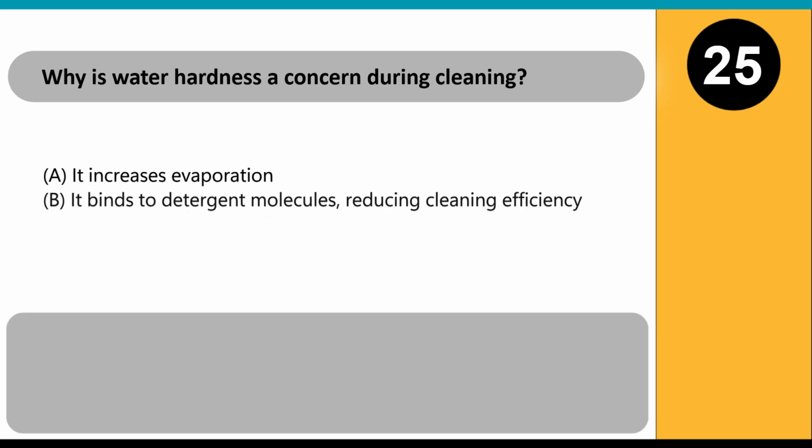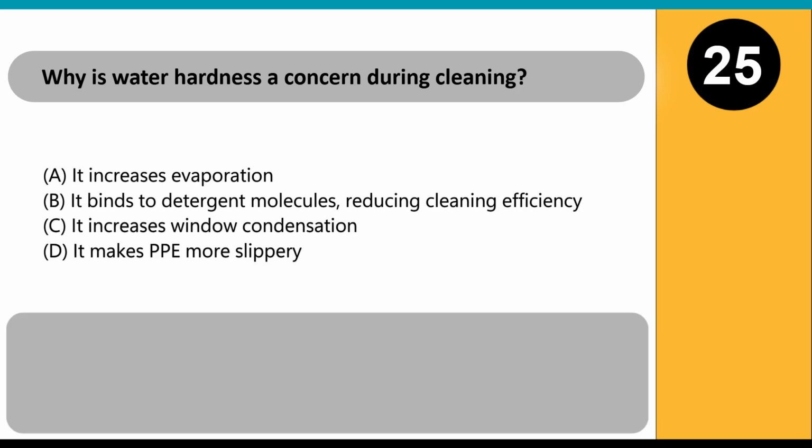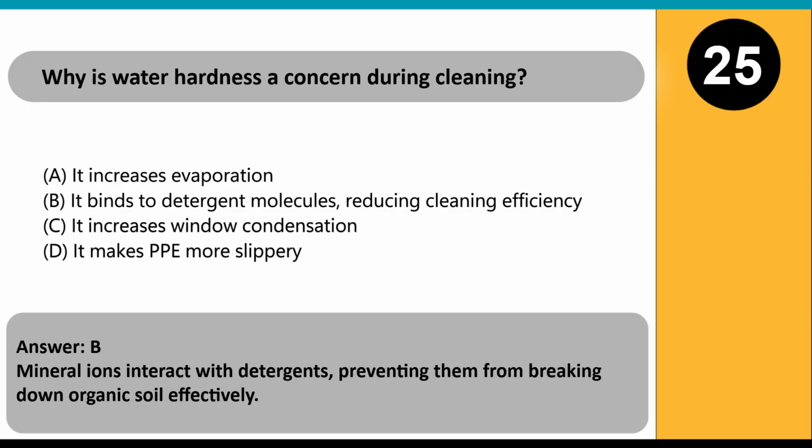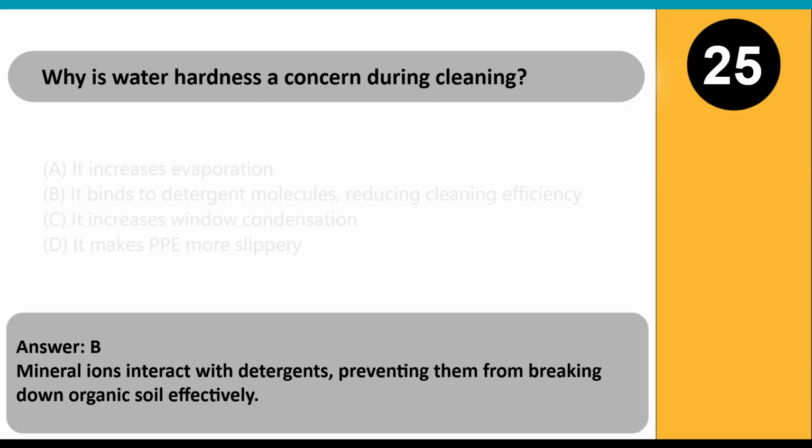Why is water hardness a concern during cleaning? A. It increases evaporation. B. It binds to detergent molecules, reducing cleaning efficiency. C. It increases window condensation. D. It makes PPE more slippery. Answer B. Mineral ions interact with detergents, preventing them from breaking down organic soil effectively.